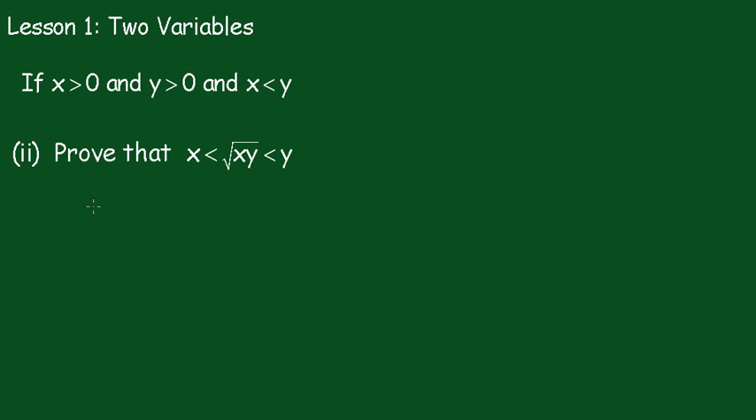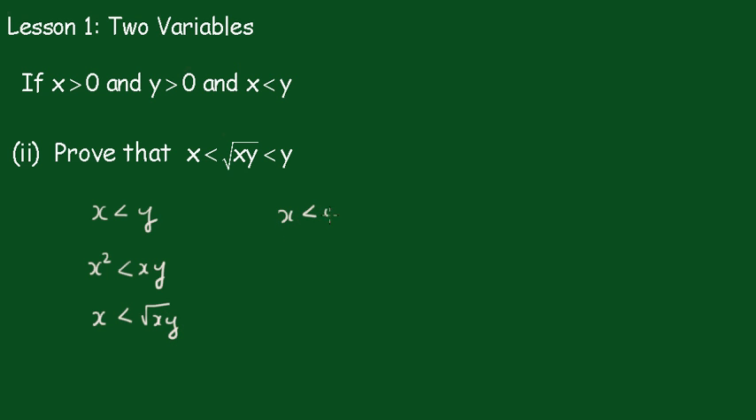Now in part 2 we have to prove that x is less than the square root of xy, which is less than y. Now a similar sort of thing that we did before, I'll start off with x being less than y, but this time I'm going to multiply both sides by x, and being positive, that won't affect the inequality sign, so I get x squared is less than xy, and taking the square root of both sides, we get x is less than the square root of xy.